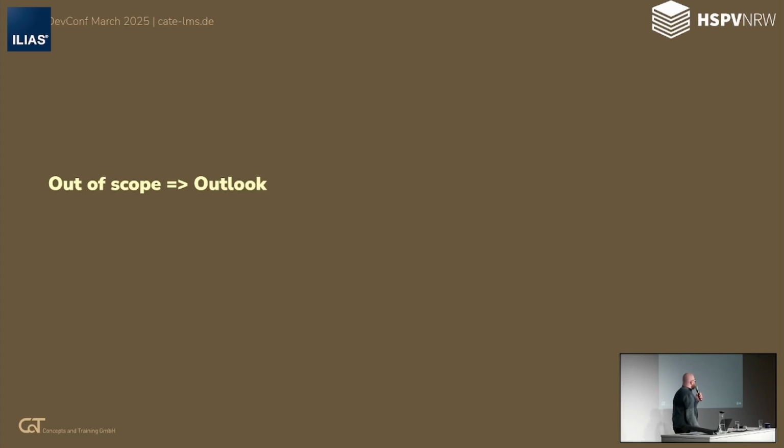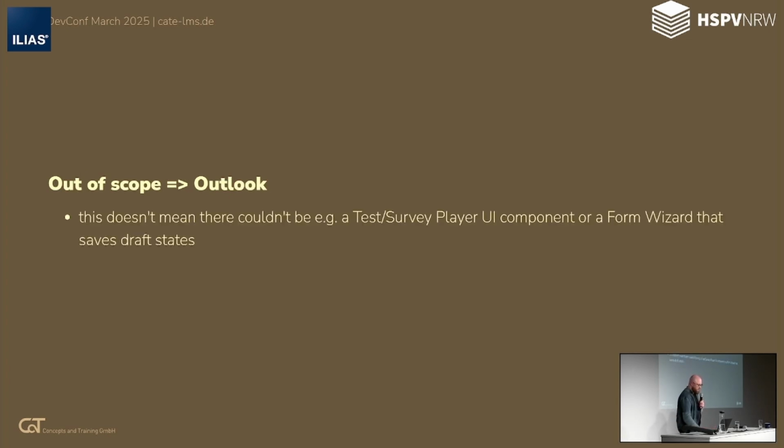In this case, out of scope, I think I would put it in more positive words, that it also shows an outlook of what else we could do. Of course, only because we decided in this UI component to not do it doesn't mean that there won't be a test or survey player UI component or a form wizard that can save draft states, that can show a form section by section. But it would require different decisions, different concepts, partly also concepts that go far beyond just a UI component.